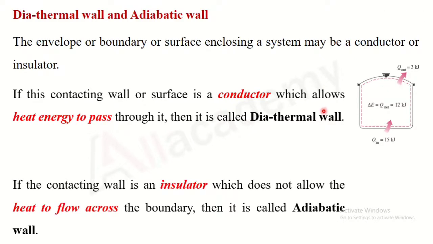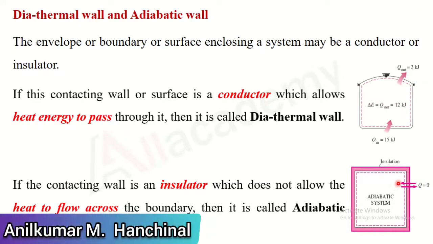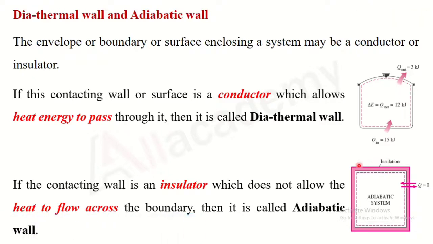Now what is this adiabatic wall? The adiabatic wall is a contacting wall, or a boundary, or the outer surface of a body which acts as an insulator, that is, it does not allow the heat to flow across the boundary. Means it does not allow the heat to cross from system to surrounding or from surrounding to system. Such a boundary or outer surface, I can say, is an adiabatic wall.